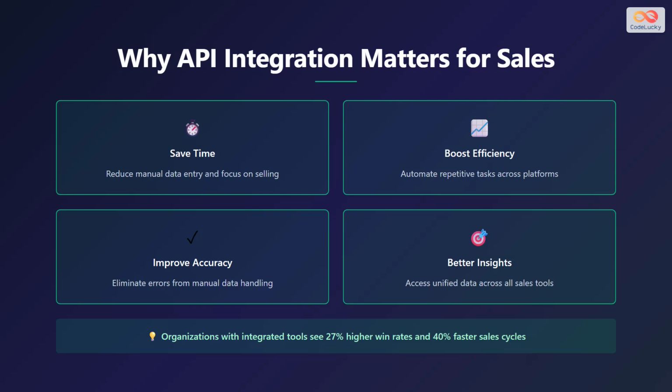API integration is crucial for modern sales teams because it saves valuable time. Your sales reps can focus on selling instead of entering data repeatedly. Integration boosts efficiency by automating tasks across multiple platforms. It improves accuracy by eliminating manual data entry errors. When all your tools are connected, you gain better insights with unified data across your entire sales stack. Research shows that organizations with integrated tools see 27% higher win rates and 40% faster sales cycles. That's a significant competitive advantage.